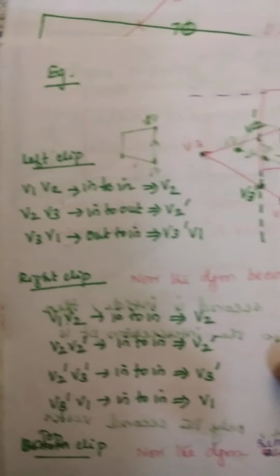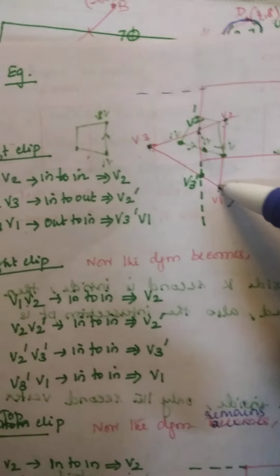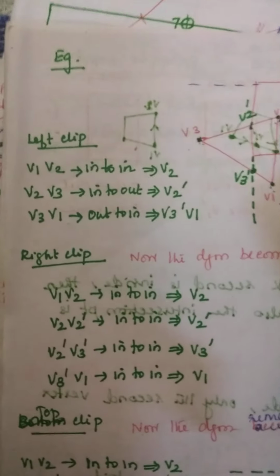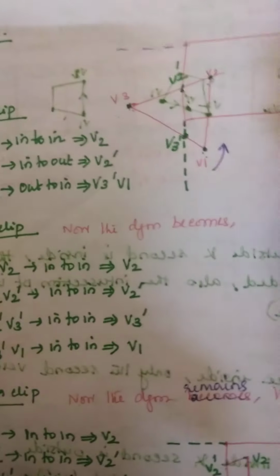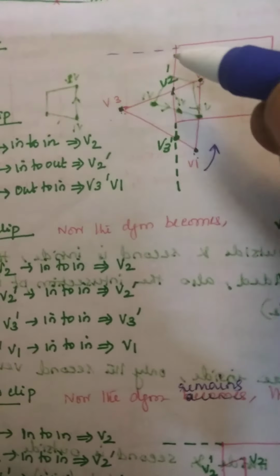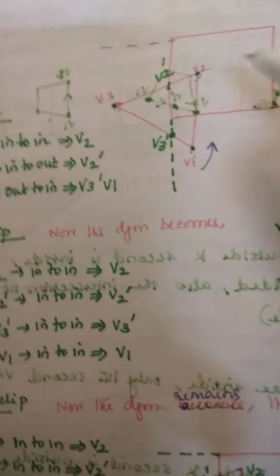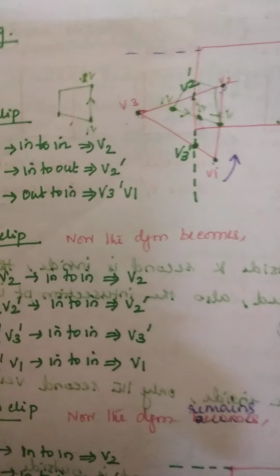According to the algorithm, first we will see this edge V1, V2. V1, V2 lies inside the boundary. This is the boundary. So it lies inside the boundary.